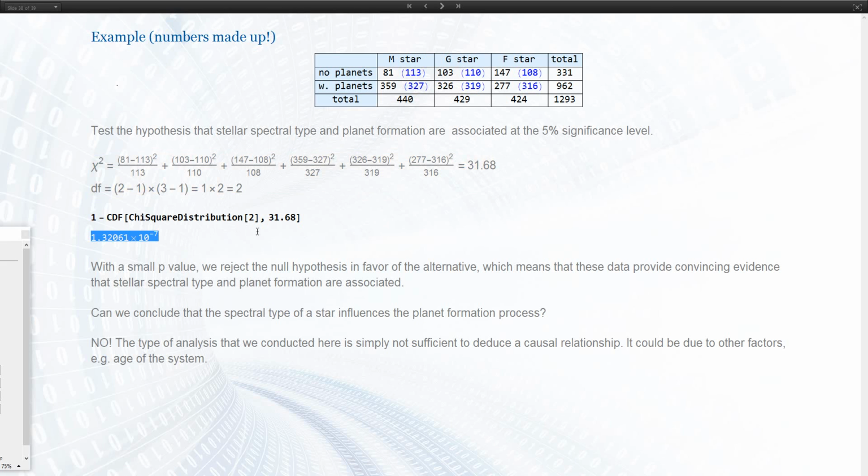So we can conclude that apparently there seems to be a dependency between the spectral class and whether it has a planet or not. Okay, so I invented these numbers. So don't memorize this as it's proven that the spectral type and planet formation have a clear relationship or so. Yeah, so I made the numbers up, but that's how you would do it.